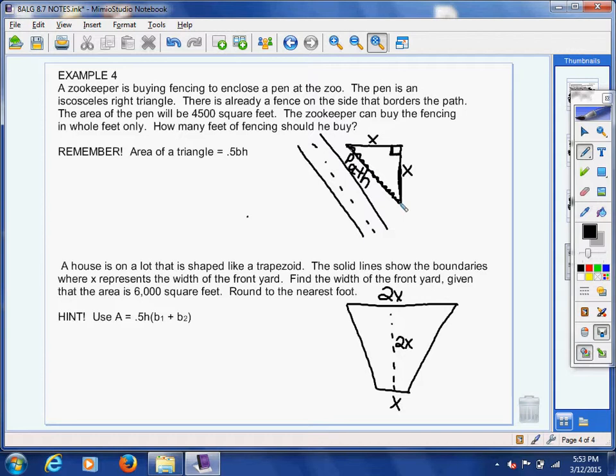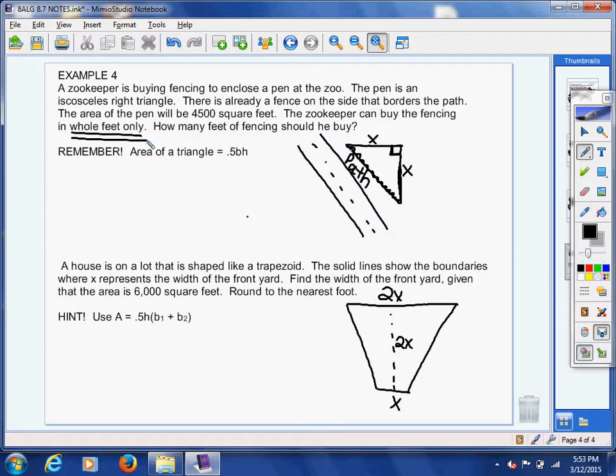So they gave us the area, they said the area is 4,500 square feet. The zookeeper can buy the fencing in whole feet only. Whole feet only. Underline that twice because we need our attention to be drawn there. How many feet of fencing should he buy?